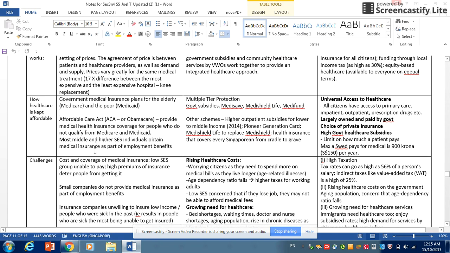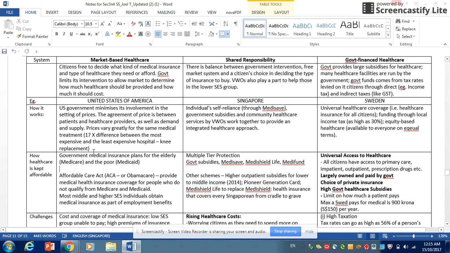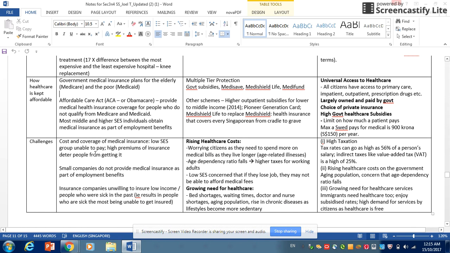Now, the challenge of this market-based system is when the low SES group cannot pay for their insurance because it's too expensive for them. When you pay for insurance, you're paying premiums, meaning the amount you need to pay per month or per year. Usually, if you work in a big company in the USA, they provide medical insurance as part of your employment benefits. But if you work for a small company or work part-time, you might not be provided medical insurance.